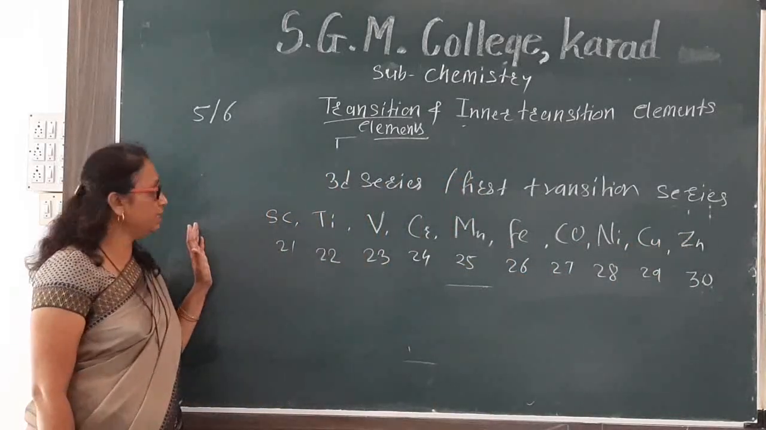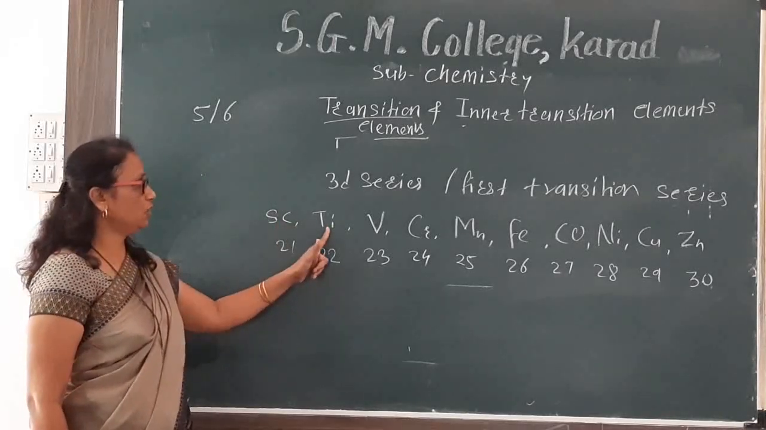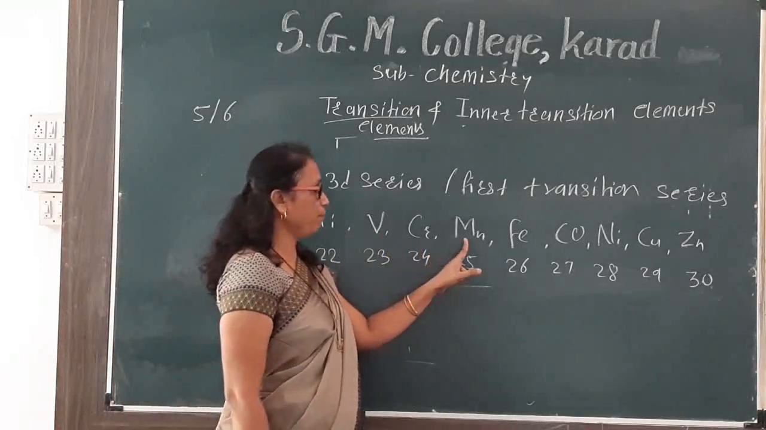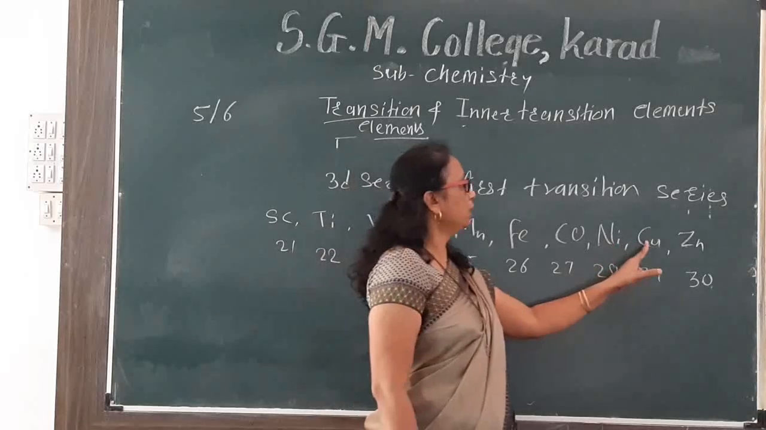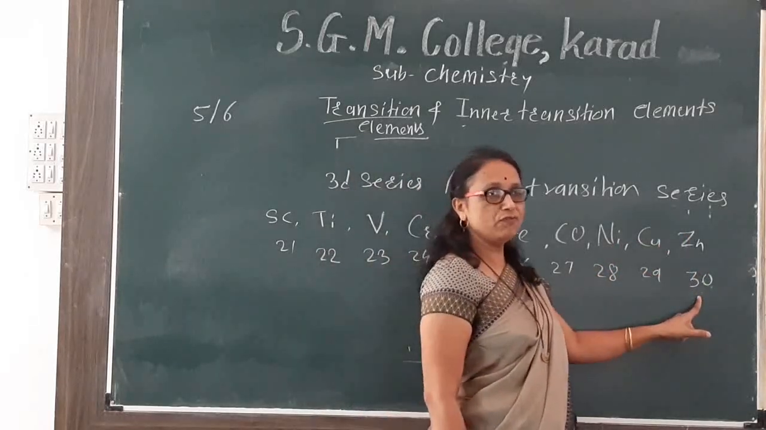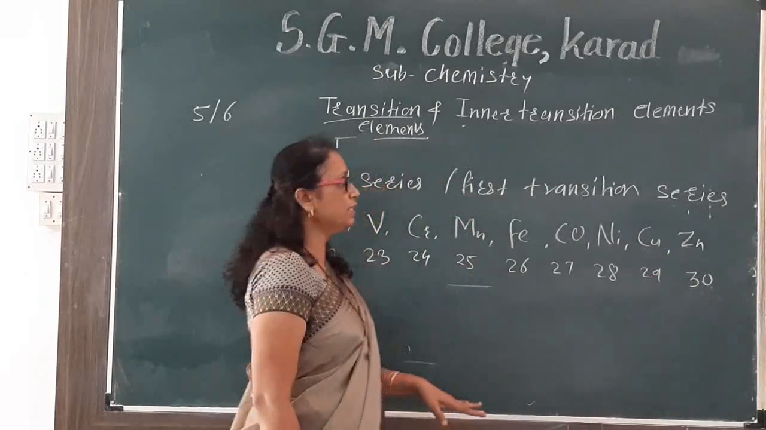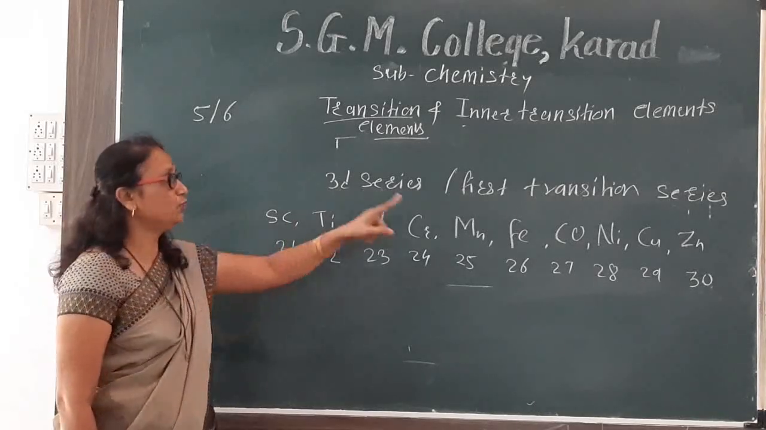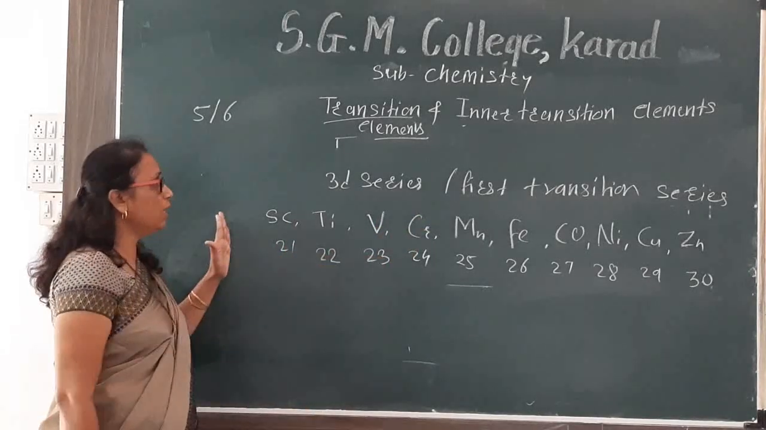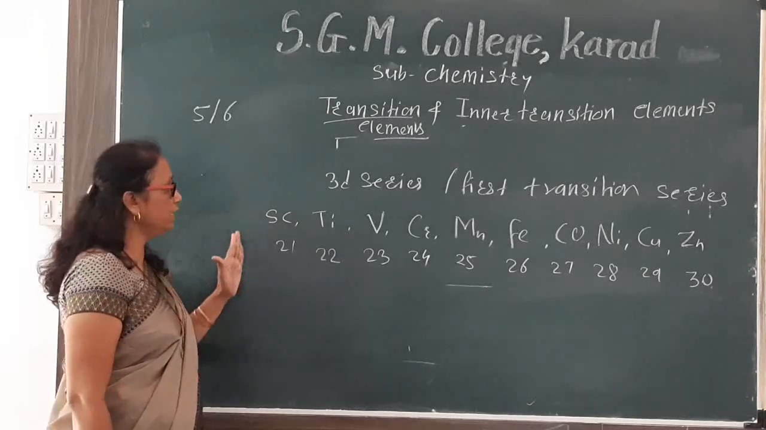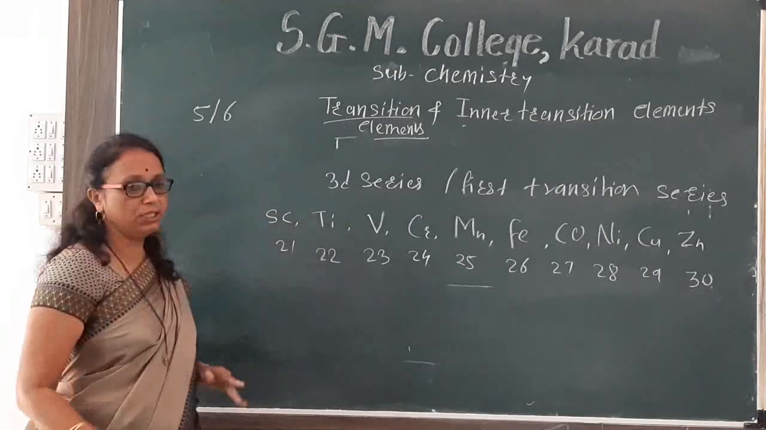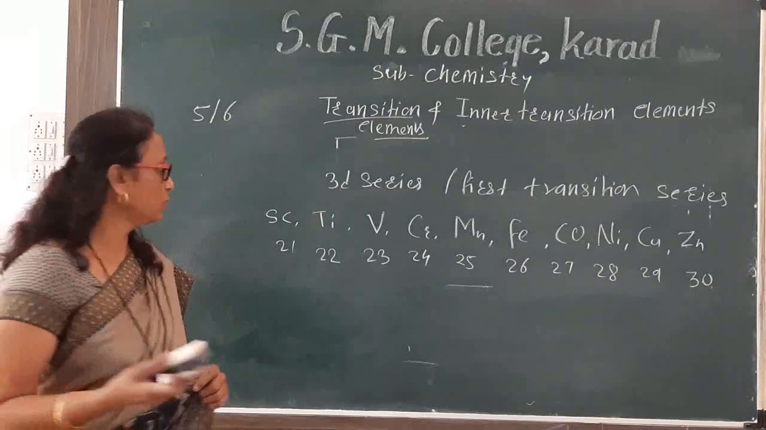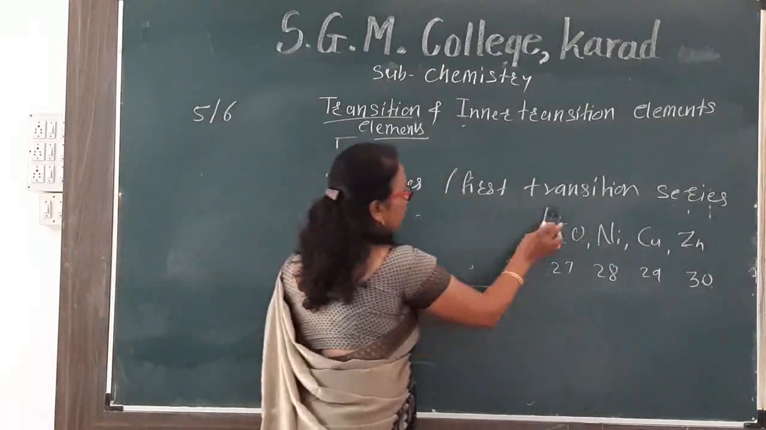I am repeating this sentence again. Science teachers invented video cassette recorder. My number O Ni Cu Zn 30. Atomic number of zinc is 30. You can prepare any funny sentence. This scandium starts with 21 and ends with zinc 30. These are the 10 elements of the 3d series, serially 21 to 30. Now we are going to see the electronic configuration of this 3d series.